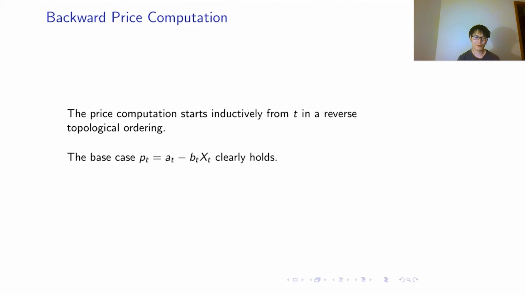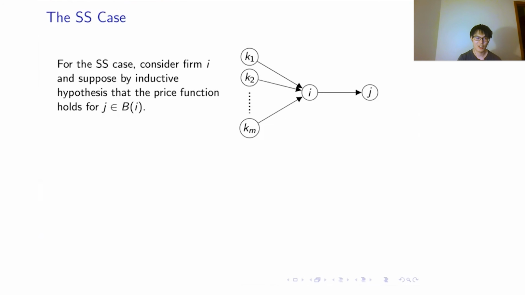So the high-level idea of the backward price computation is as follows. We start inductively from the sink market in the reverse topological ordering. And the base case is just an affine decreasing function, which clearly holds. When we reach an SS case, we start from the point of view of firm I, and suppose by inductive hypothesis that the price function holds for the buyer J.